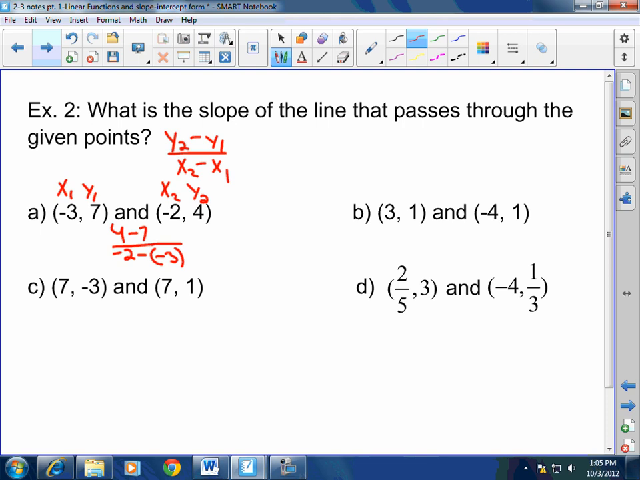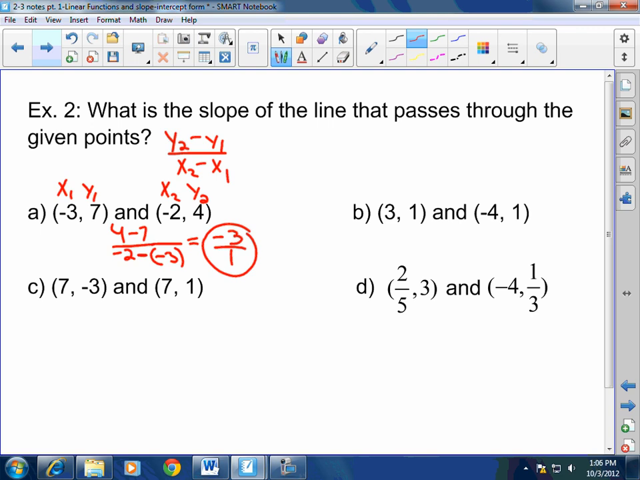So it's the value of y2, which is 4, minus the value of y1, which is 7. Then the value of x2, which is negative 2, minus the value of x1, which is negative 3. So please be careful there. That's going to give you negative 3, and negative 2 plus 3 is 1, so negative 3 over 1. I don't have to have units because I was not given units, because I'm asking for a slope.